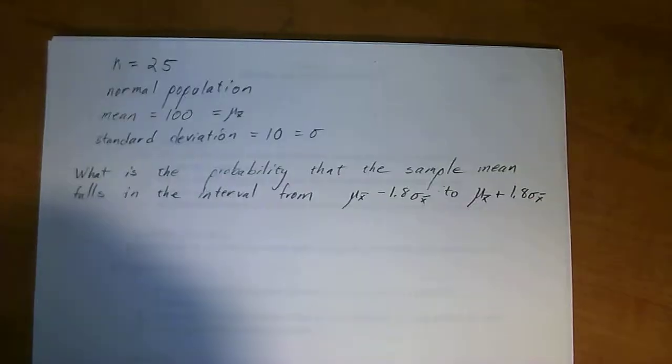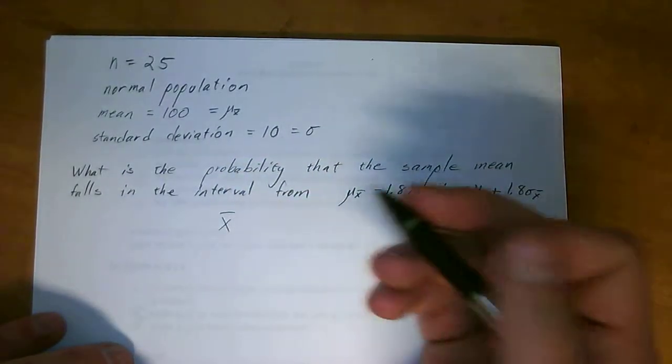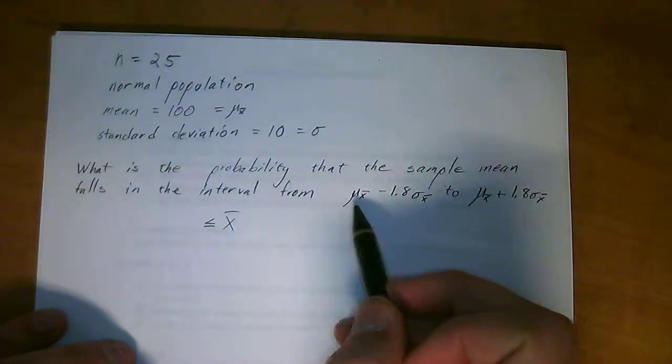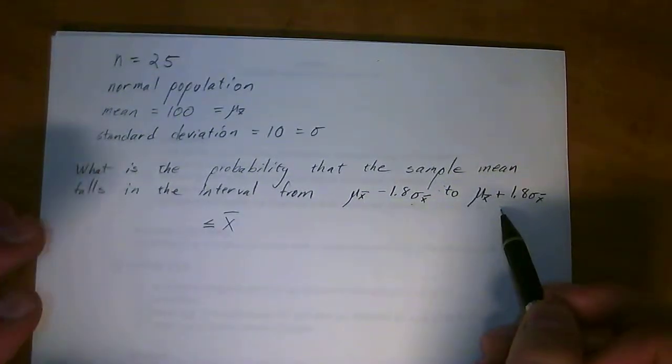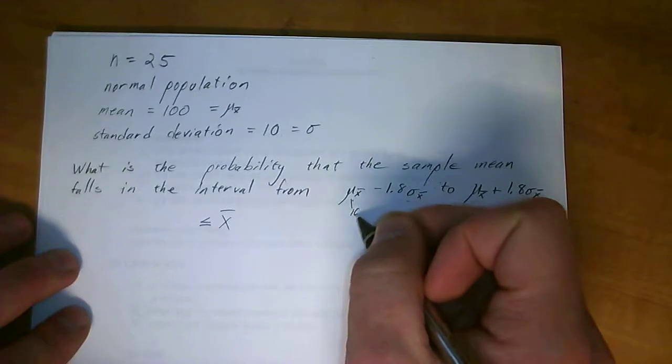Alrighty, so what we have to do is, the sample mean we're going to call x bar, the probability that it's between these two intervals right here. But we want to turn these into an actual value of some kind. Well, we have mu of x from up here. This is equal to 100.